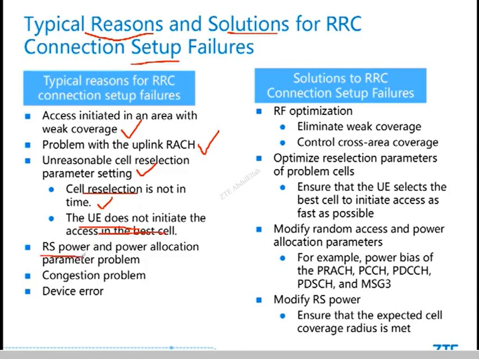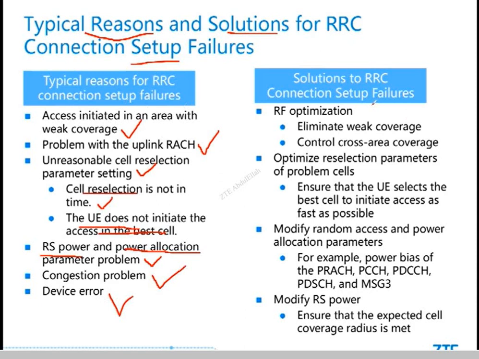And the RS power and the power allocation problem. So this is the eNodeB side. The eNodeB cannot provide better downlink, so that you will lose the link. And then the congestion problem, because there are already so many UEs in my system, so that I give you rejection. And device error. Device error, actually we can see the alarm from the EMS. So all those reasons will affect RRC connection.